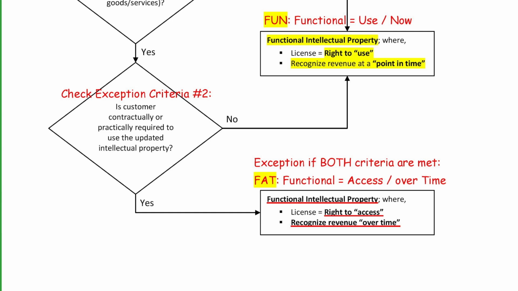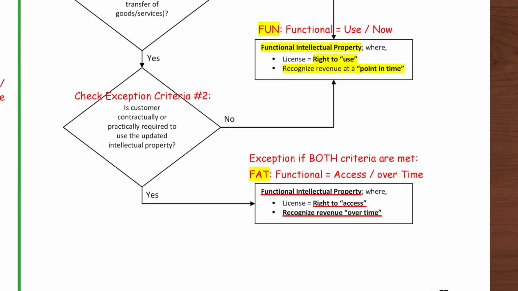So the general rule for functional intellectual property is FUN, which is the functional intellectual property is a right to use, revenue recognized now, that's at a point in time. However, there could be an exception kicking in for functional intellectual property if both these exception criteria are met.